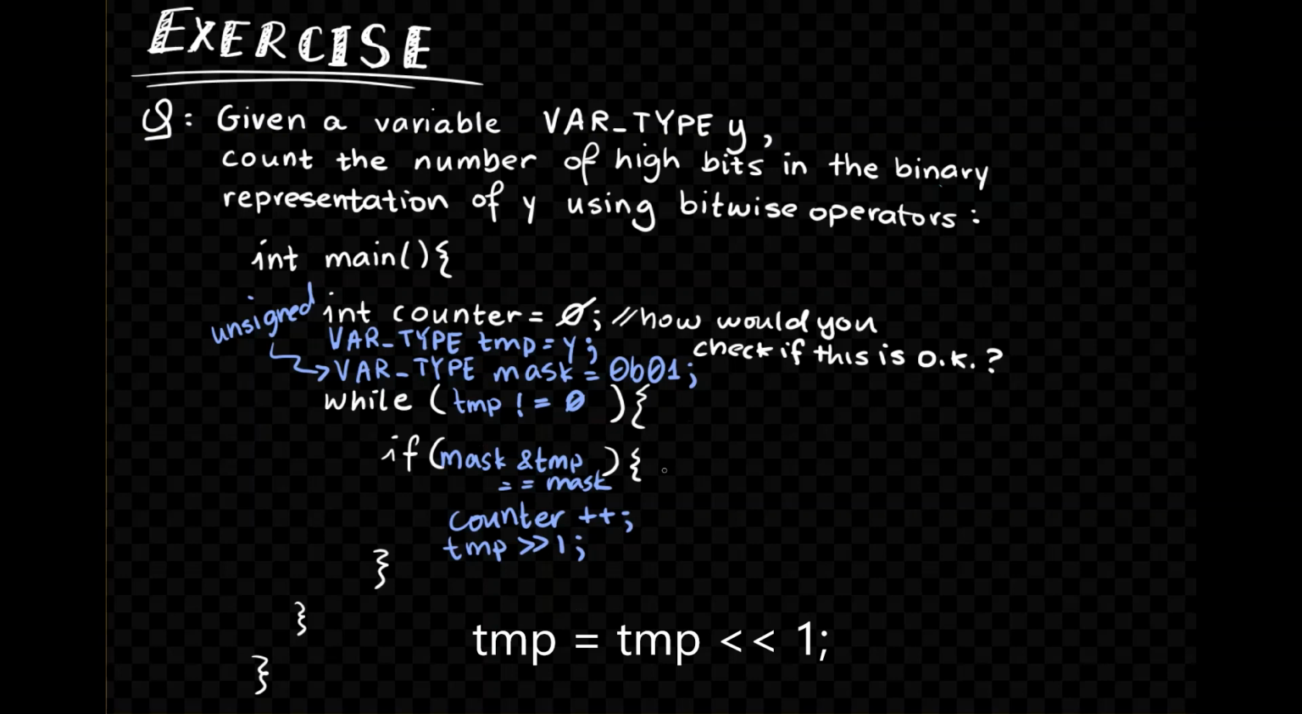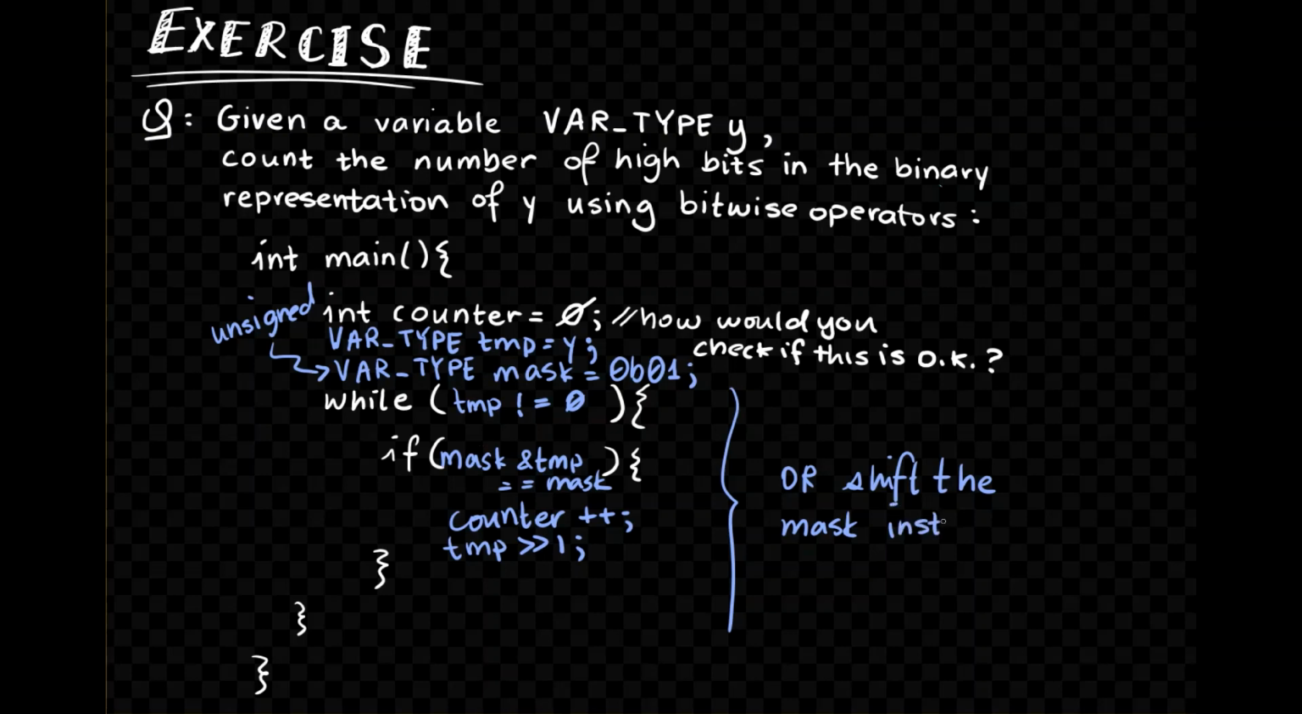So run through this example 1 or 2 times until you understand the mechanism behind it. You could also shift the mask instead of temp. So work out this alternate solution as well and see how that works.